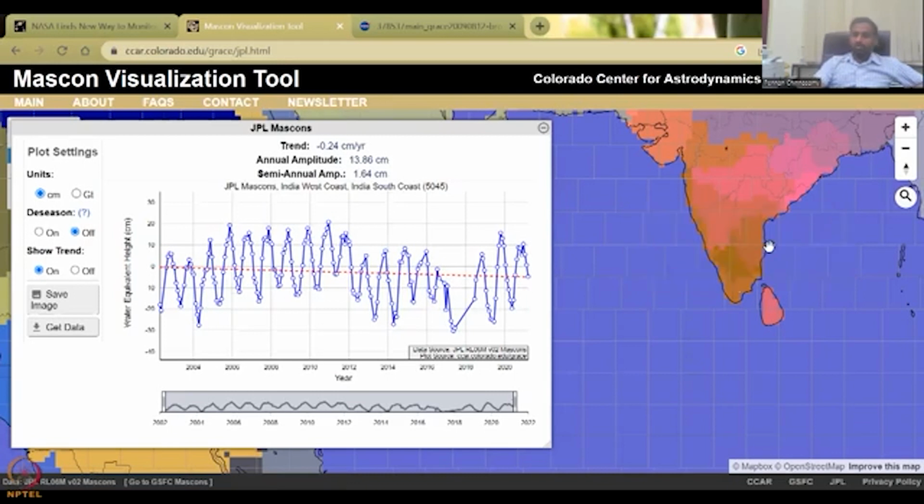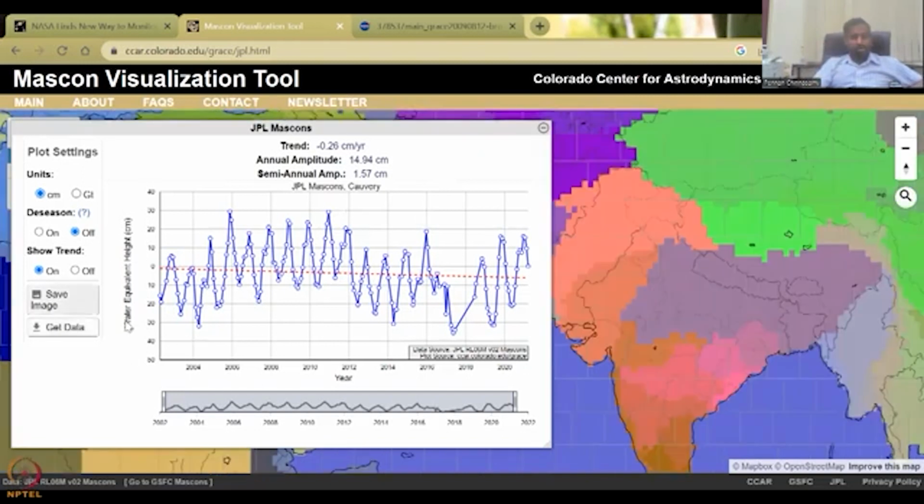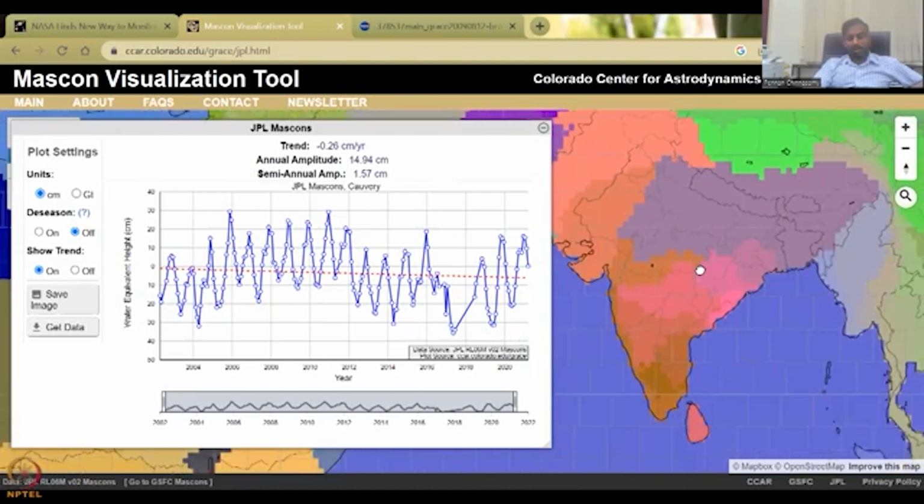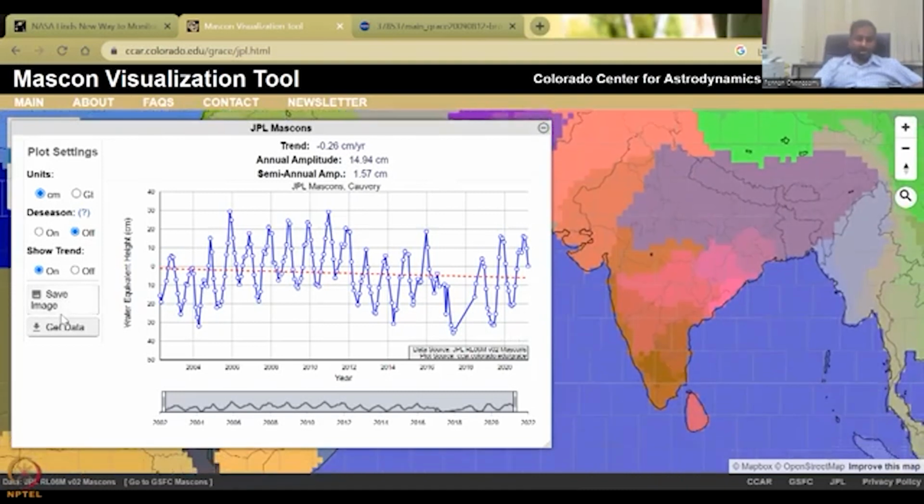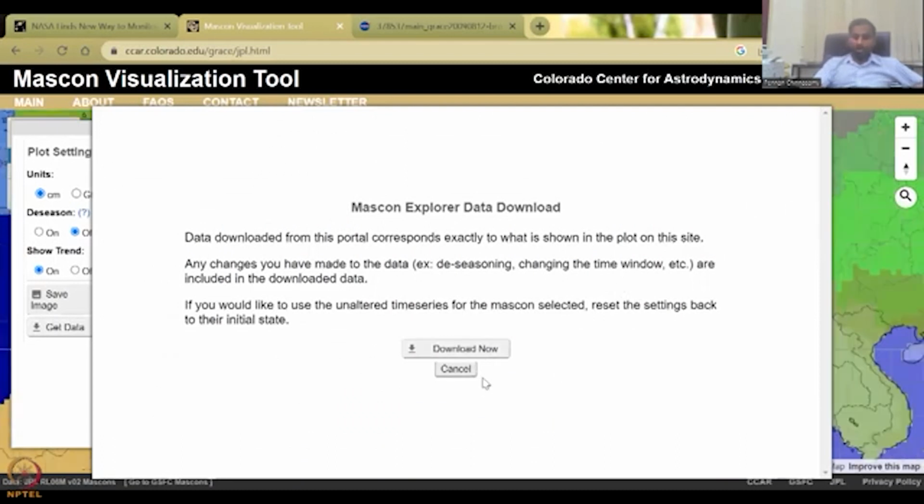So these are taken from the NIH, National Institute of Hydrology's basins of India. So most of the basins of India, the big basins of India, are covered, and the data can be taken as an image. You can save the image of this data itself, or you can get the data as an Excel file, CSV file, and get it and then use it. So you have to download now or cancel if you want to download it later.